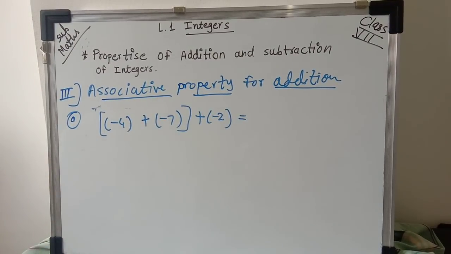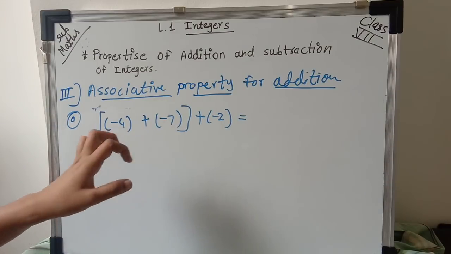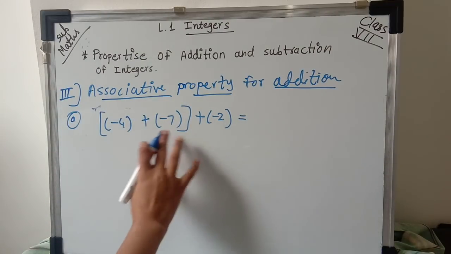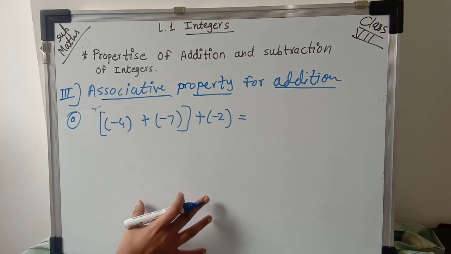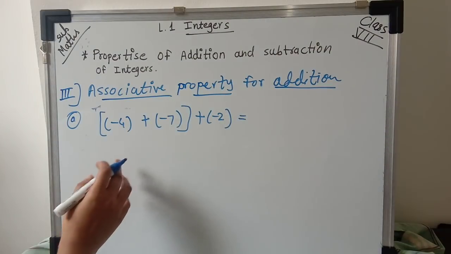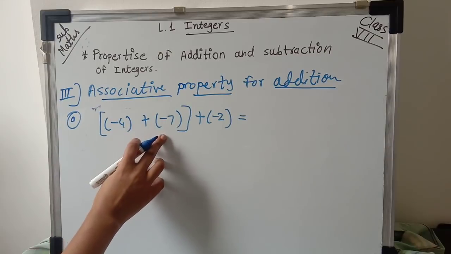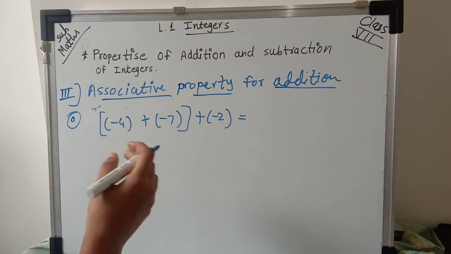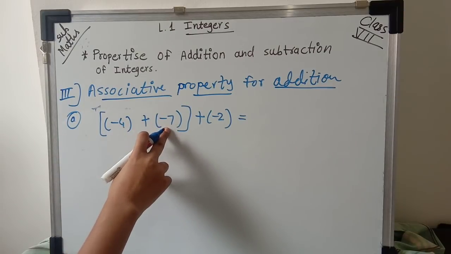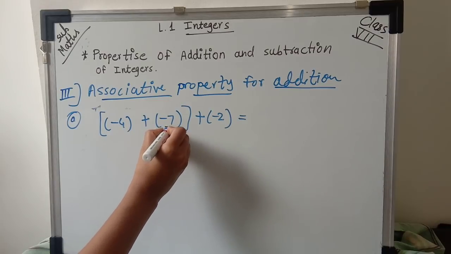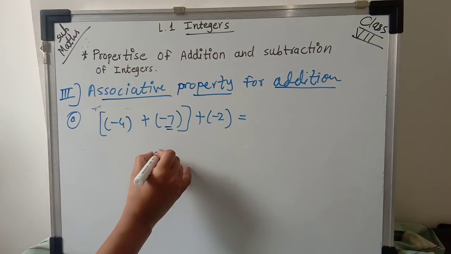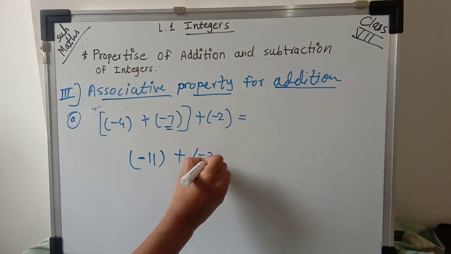Now students, this is the equation of integers where we have to do the addition of three negative integers, and we are going to change their order also. First we will solve this one and then we will change their order. In the big bracket two negative integers are there. When two negative integers are there, what we have to do? We have to do the addition. 4 plus 7 is equal to 11, and here 7 is the bigger integer, so we have to give the sign of that number. Again here addition and minus 2.